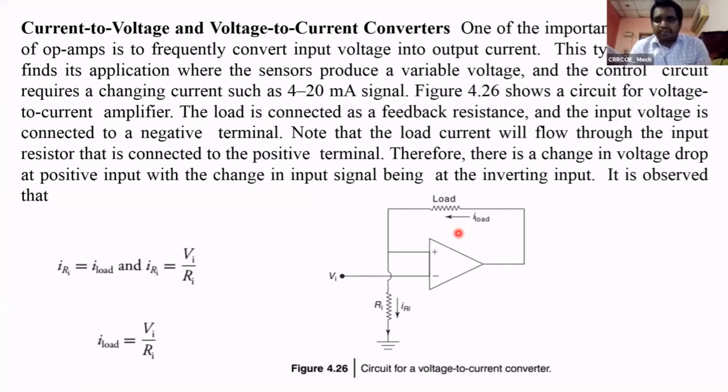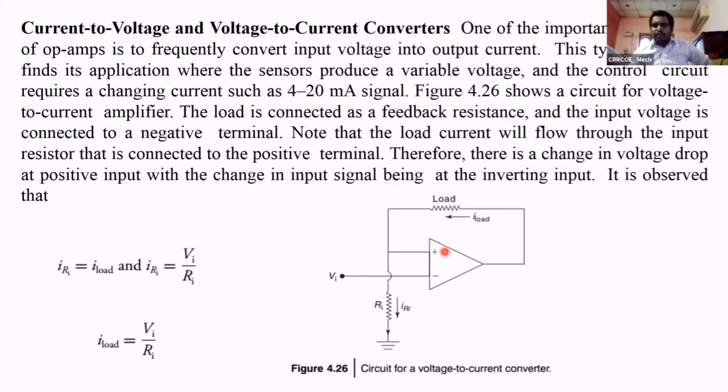Suppose the output of the sensor is variation of voltage, but in the circuit we need variation of current. So the output from the sensor, that is voltage, should be converted into the form of current for our requirement. For that purpose, we are using voltage to current converters. Sometimes we need to convert current into voltage. Then we are using current to voltage converters.